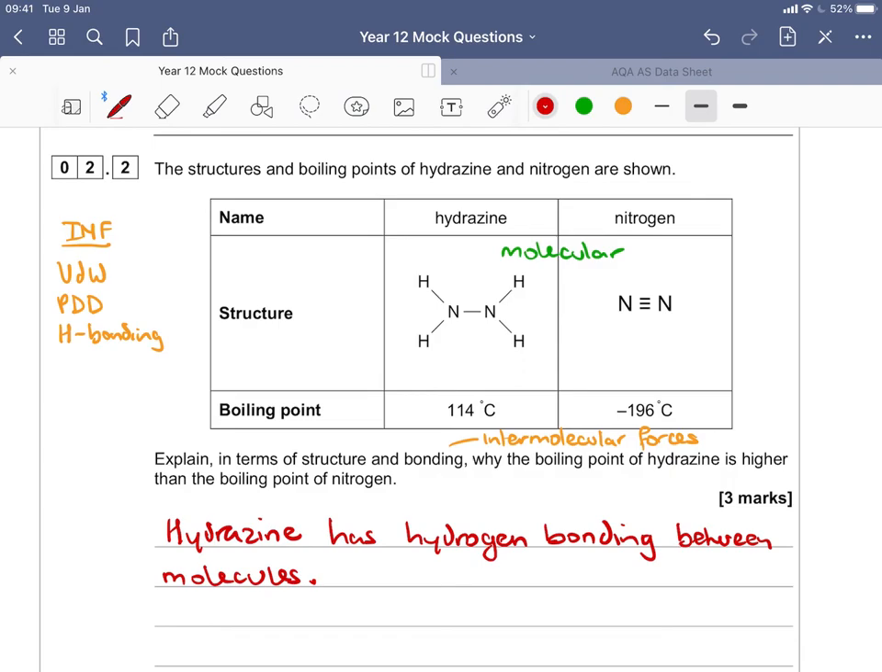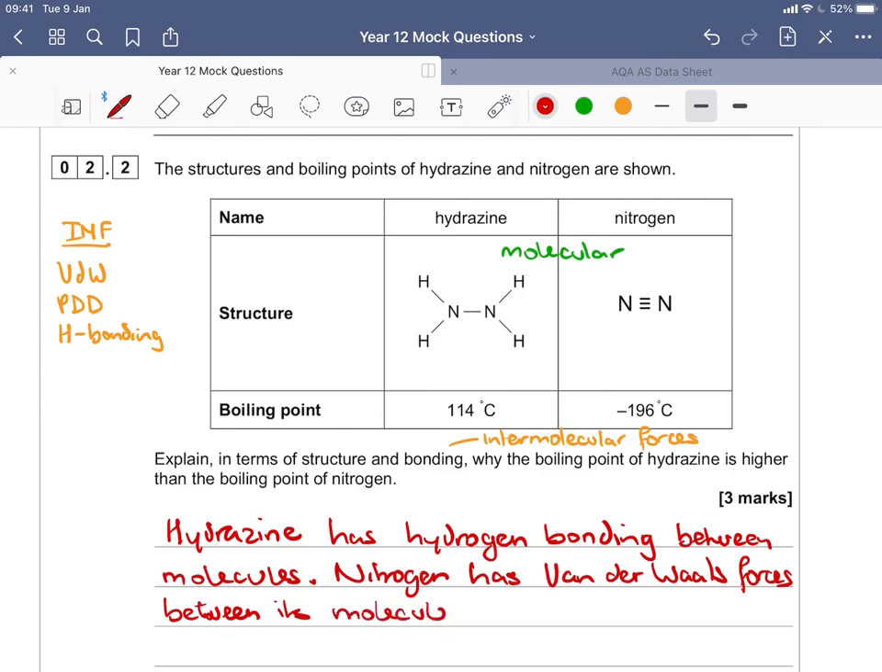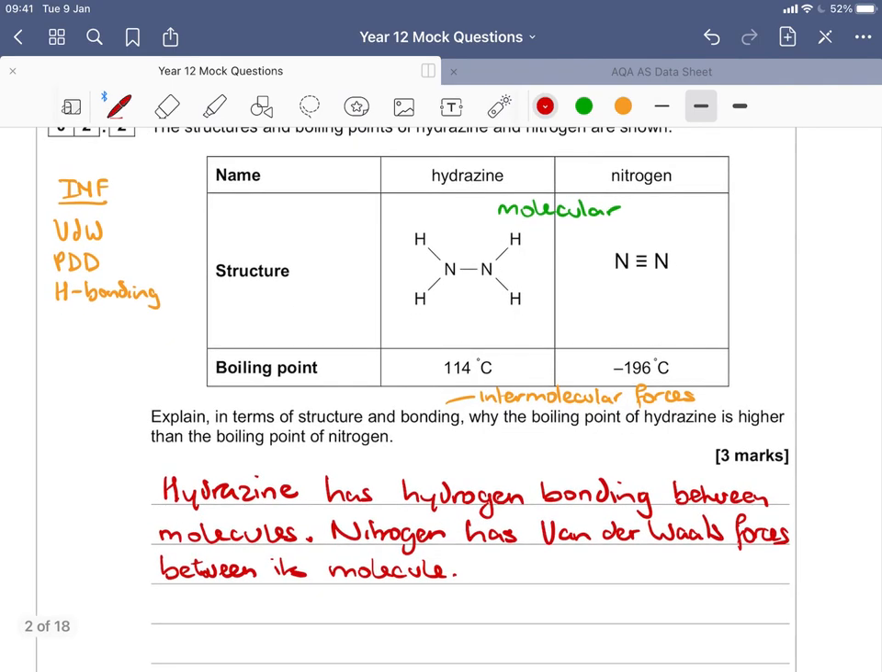So in the case of nitrogen, nitrogen has van der Waals between its molecules. So we're just treating those two molecules separately at the moment. We've stated a fact with hydrazine, we've stated a fact with nitrogen, and now what we need to do is say, right, okay, what's the consequence of each of them having it? Why is it that that has led to hydrazine having a higher boiling point?